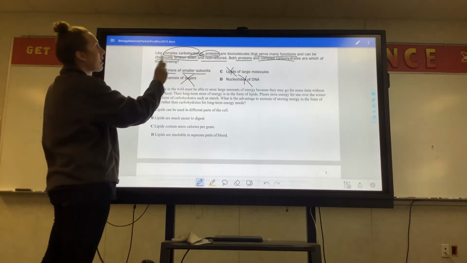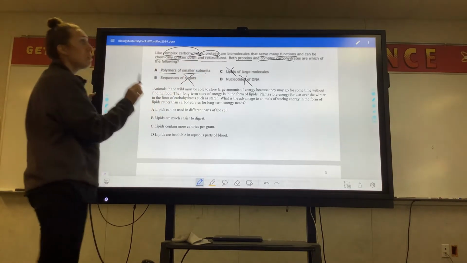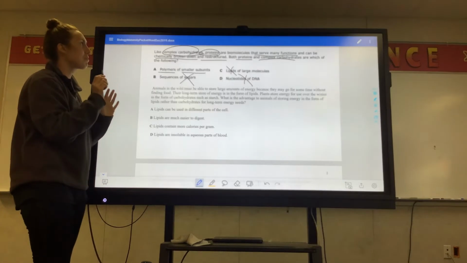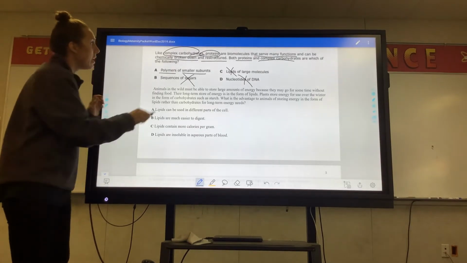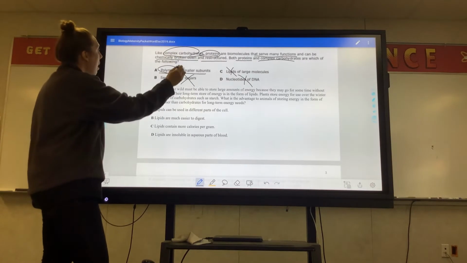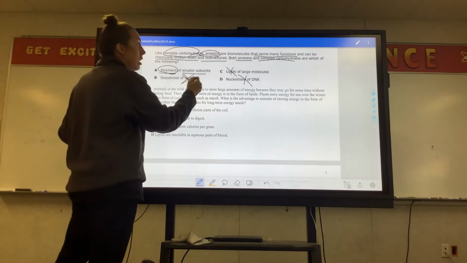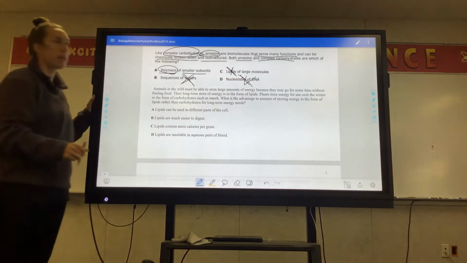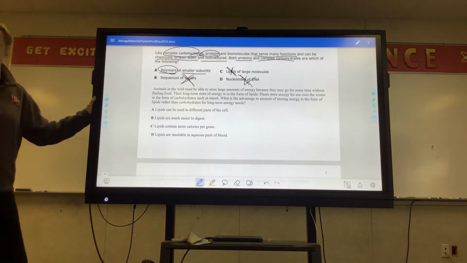It just said that up there. It can be broken down and reconstructed. So all I could say about complex carbs and proteins is that they're both polymers. They're not both sugars. Just a carb is a sugar. They're not both lipids. They're not both nucleotides of DNA. I had that right and then changed.